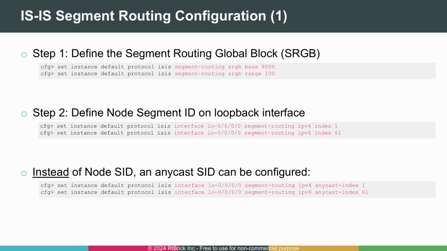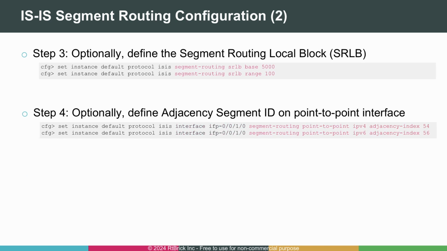I've put together 2 slides that give you a quick overview of how to configure segment routing with ISIS. Setting up prefix SIDs involves 2 main steps: first, defining an SRGB, then assigning an index to the loopback interface. Just a heads up, index values can't be assigned to non-loopback interfaces. You can also optionally assign an Anycast SID index to the loopback interface. If you're using adjacency SIDs, you'll need to configure a segment routing local block and assign an index to a point-to-point interface where the ISIS neighbor is connected.